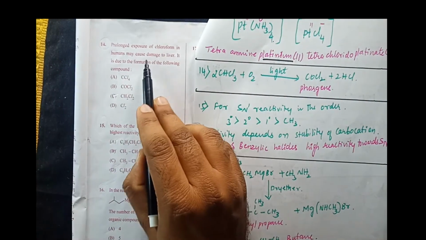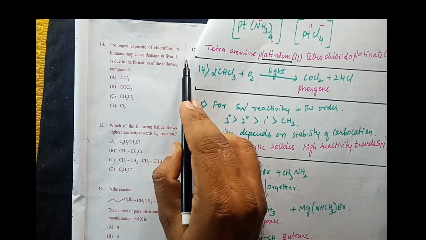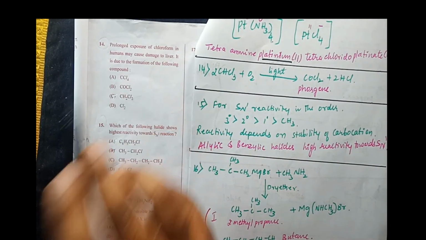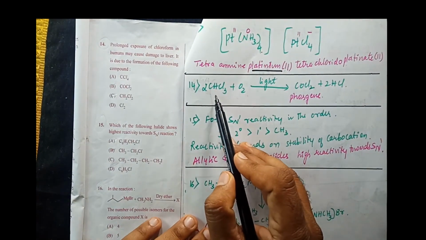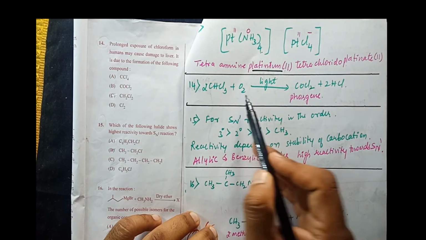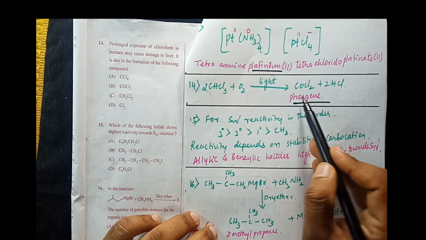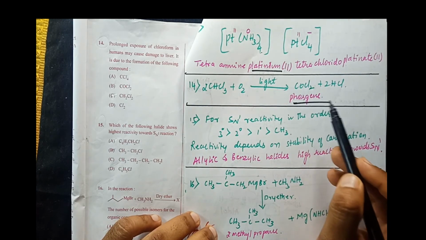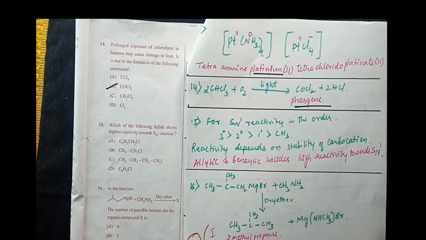Prolonged exposure of chloroform in humans may cause damage to the liver. It is due to the formation of the following compound. Here is the reaction, friends. This is very easy. Chloroform, CHCl3, exposed to light in the presence of oxygen, gives a poisonous gas, nothing but phosgene. That formula is COCl2. So here the second option is the right answer.